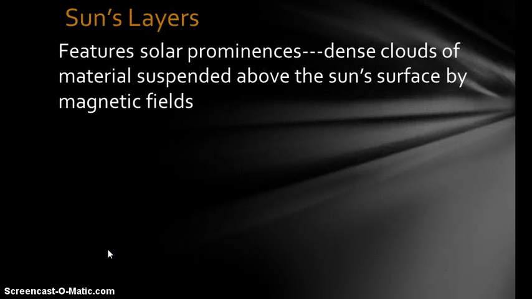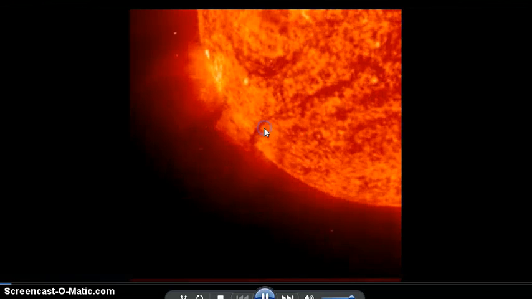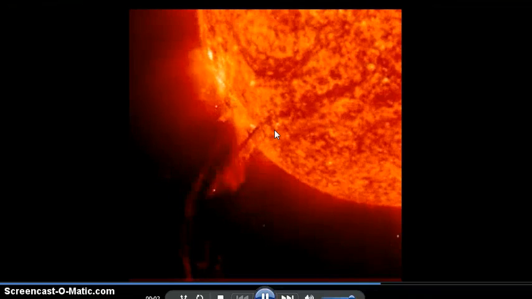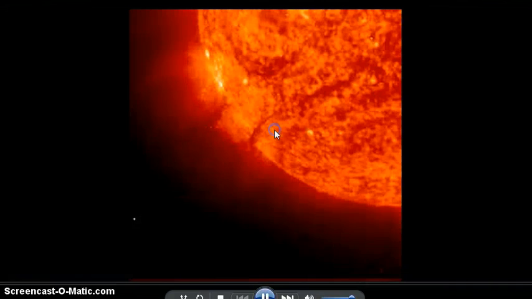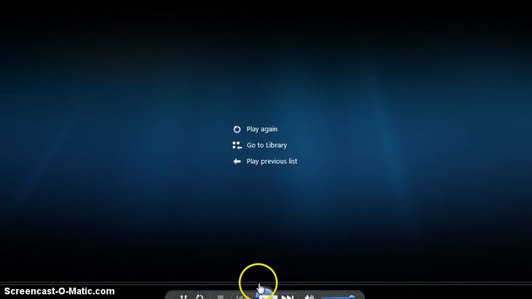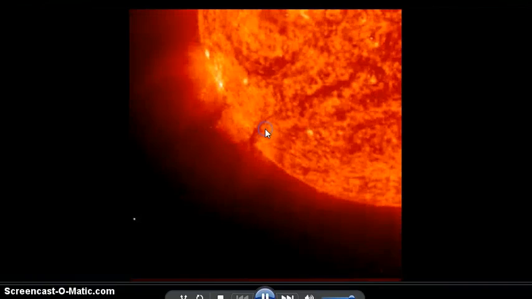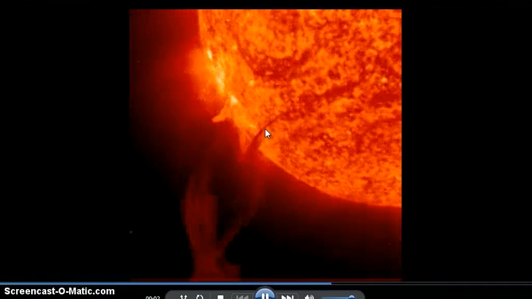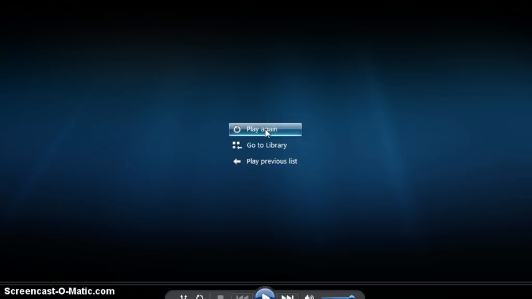We're also going to look for some of the other features of the sun, some solar prominences. These are dense clouds of material that are suspended above the surface of the sun by magnetic fields. So what I have here is a video showing an example of some of those solar prominences coming off, almost like a solar flare as it starts to shoot off of the surface of the sun. These are almost like magnetic field lines that get crossed, and the sun then ejects them out into space.